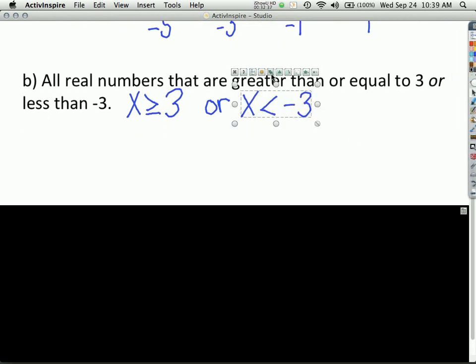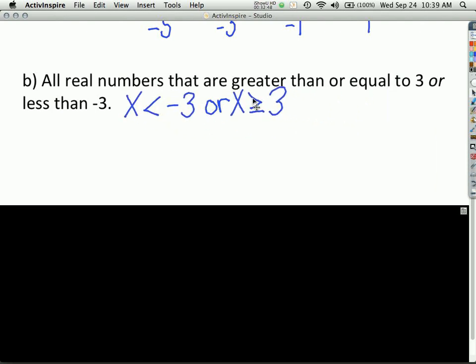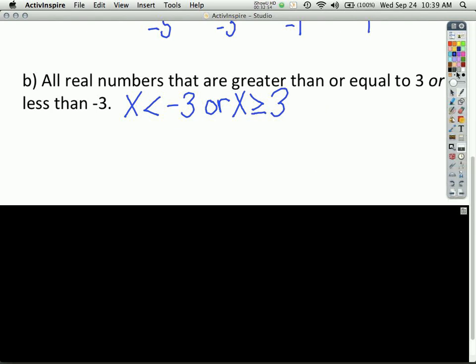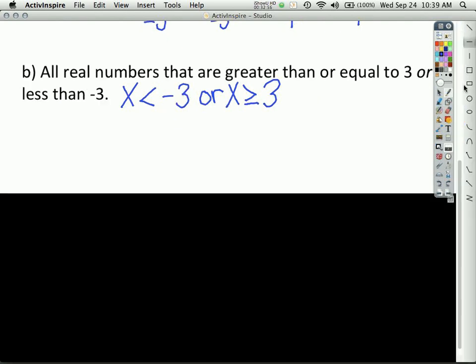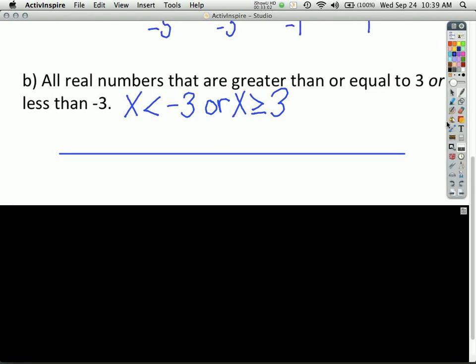And so this and this need to switch places. This needs to come over here. This needs to go over here. And now it's written properly because now the smaller number is on the left. You'll also see it on the graph, which is exactly what Tristan was just talking about. Watch what happens when we graph, and then you'll realize even more why it only makes sense to do it this way.